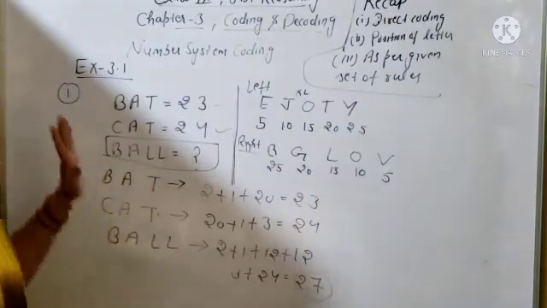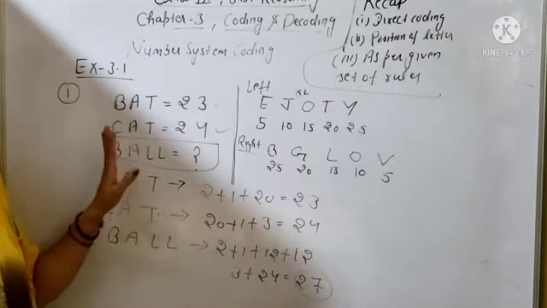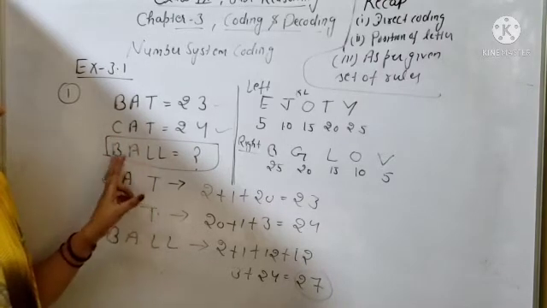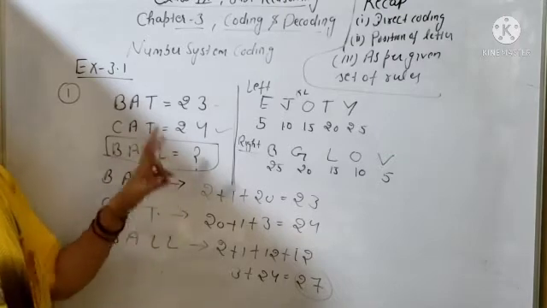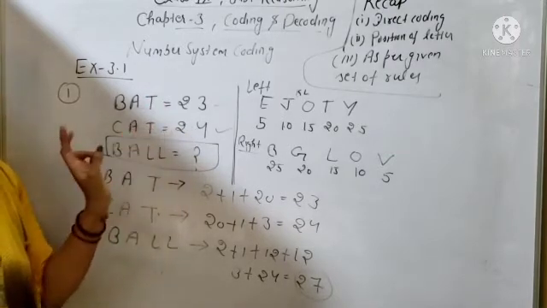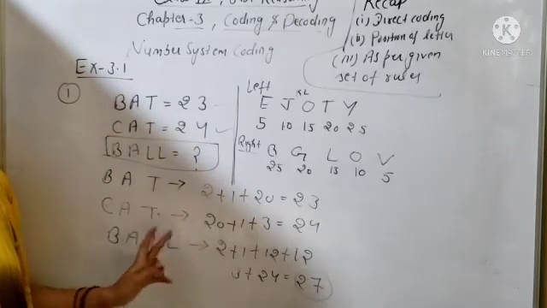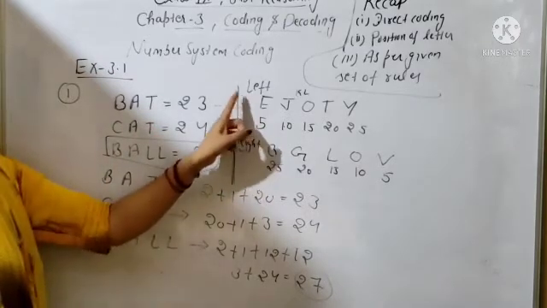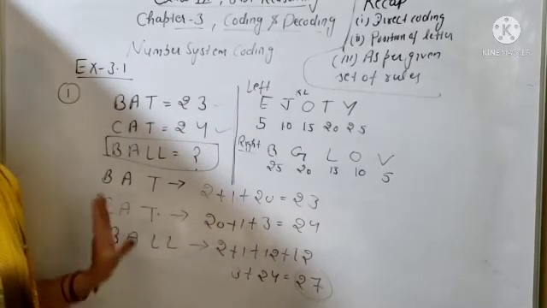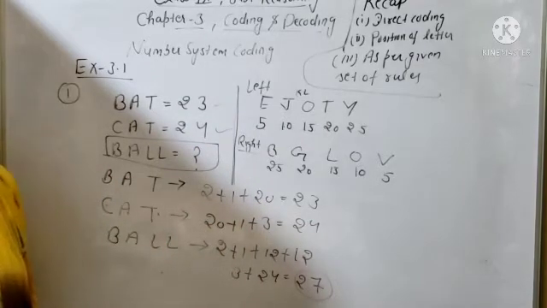Clear all of you? So in the first question, BAT and CAT coded are given already. After that you have to find out the coding language of BALL. First you will find out what rule you are applying in BAT and CAT. Clear? So you can see here you are applying the rule from the left hand side. You are adding the numbers, so here also you will start from the left hand side and add the numbers after getting the position of each letter. Clear all of you? So like that you can complete it.